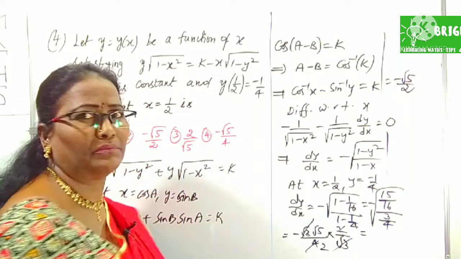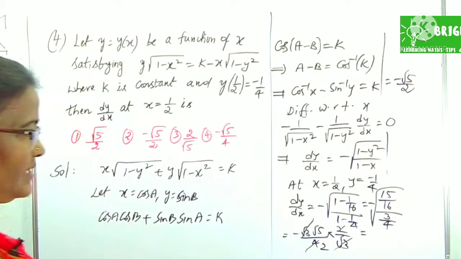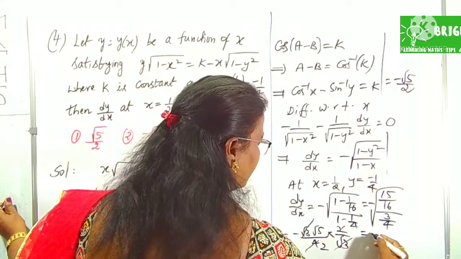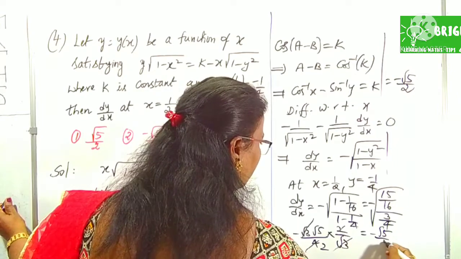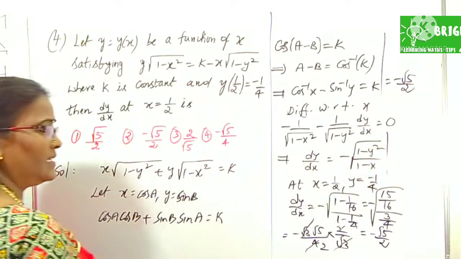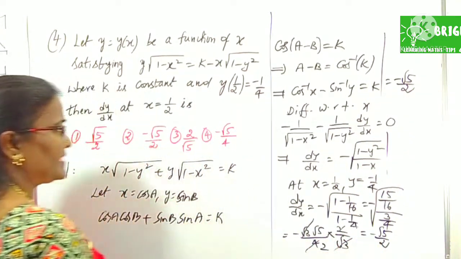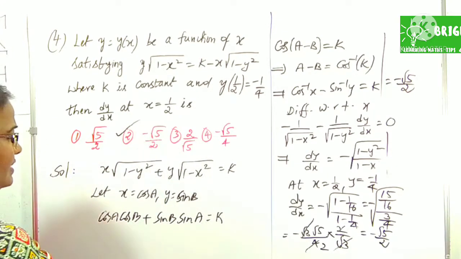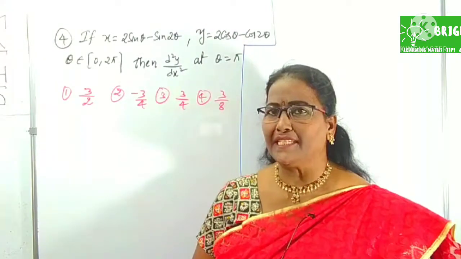The value is minus root 5 by 2. Yes, what did you get? We got dy by dx is minus root 5 by 2. From this also you can take. Minus root 5 by 2 is clearly which option? Yes, it is the second option. Clear?